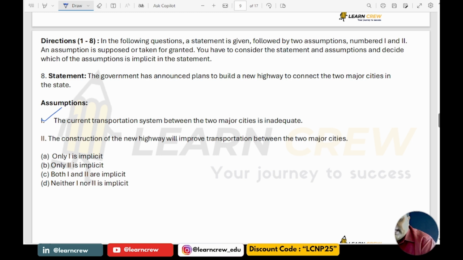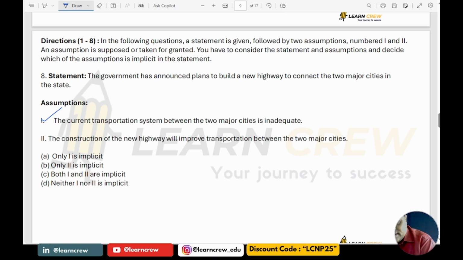This implies that there is a concern or issue with the current transportation system between the 2 major cities. This assumption is implicit in the statement because the statement mentions that the government has plans to build a new highway, which suggests that the current transportation system is inadequate in some way. So I will go with 1 as an implicit assumption. What about 2?